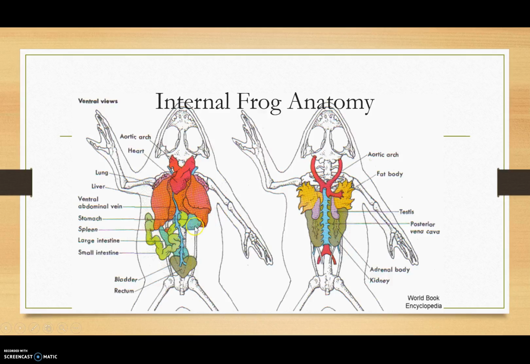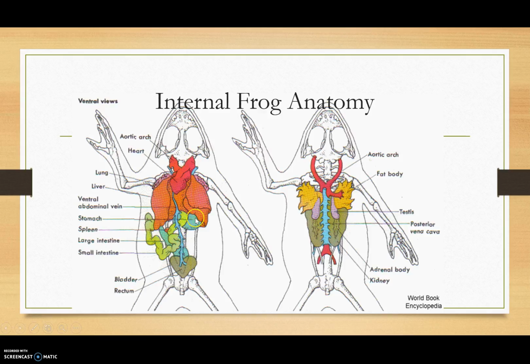And then we have the stomach here, which, if I were to lift the liver, would be a J-shaped organ. What the stomach does is it stores food and mixes the food with enzymes to begin to break it down so that it can be digested.